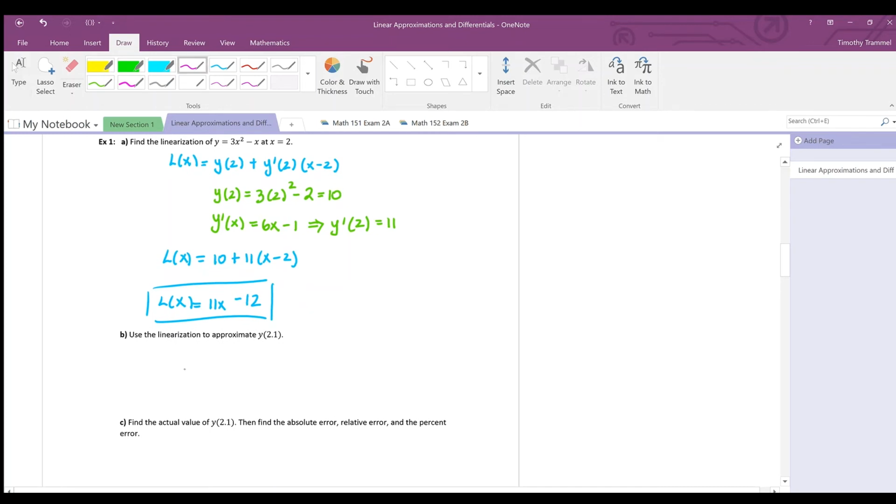But all we're really being asked to do here when we approximate y of 2.1 is we're just going to find L of 2.1. We're just going to plug 2.1 into our linearization. So this gives us 11 times 2.1 minus 12. And that's going to give us 11.1.